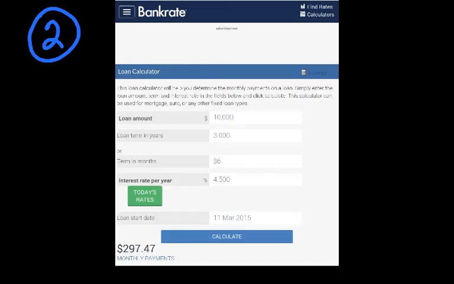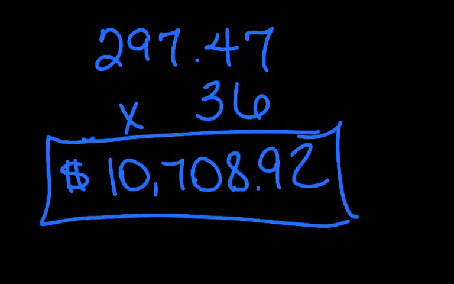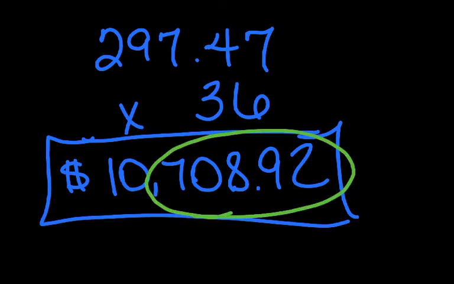All right, number 2, it's a $10,000 loan. The interest rate is 4.5, and it's for 3 years. Then I clicked on calculate, and it gave me $297.47. Multiply that by the 36 months, and it gives me $10,708.92, which again means that I paid $708.92 in interest.